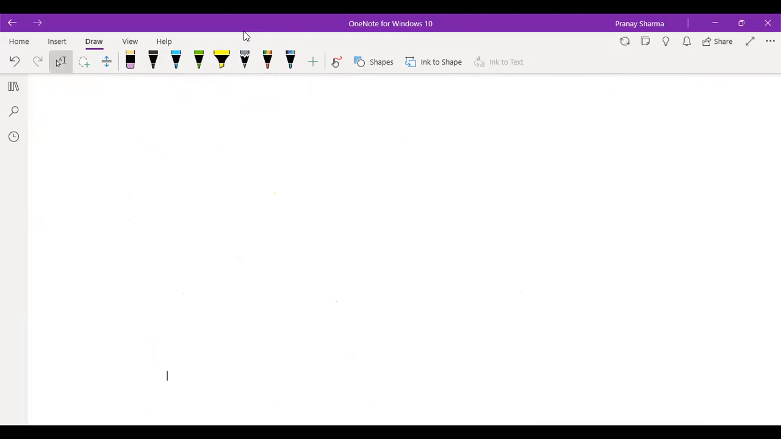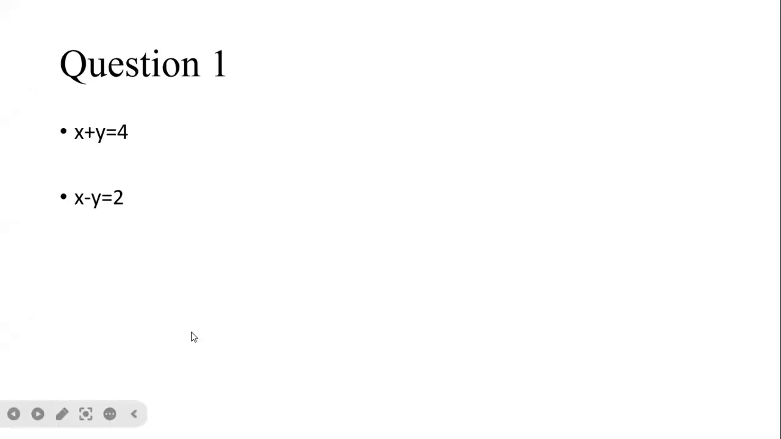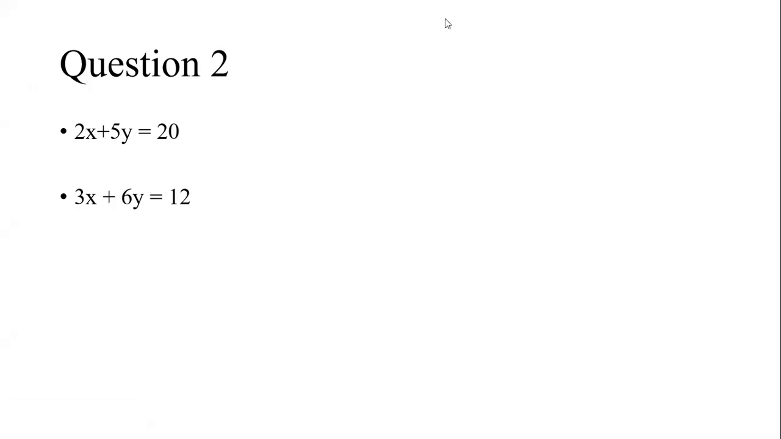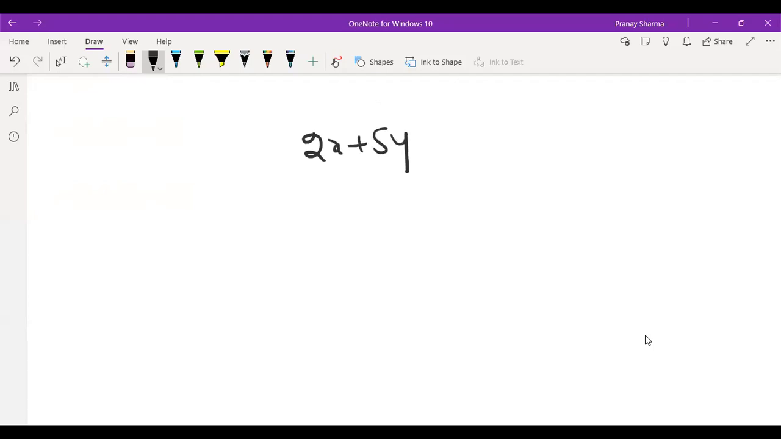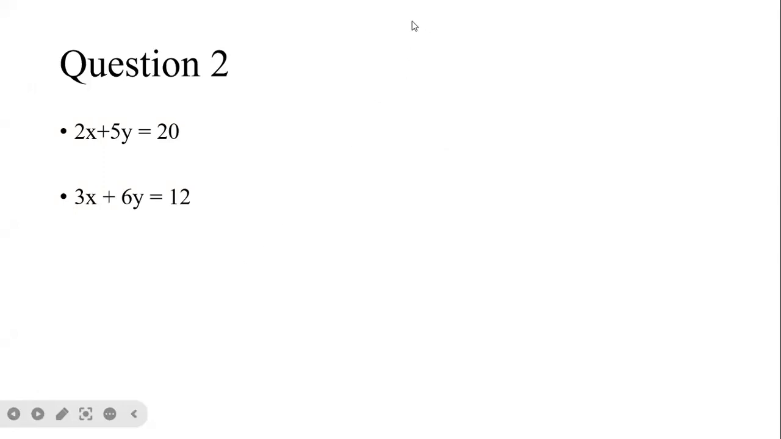Let us again consider one more question. I have a second question set as well. I hope my screen is visible. The second question is 2x plus 5y equals 20, equation number 1. And then we have 3x plus 6y equals 12.